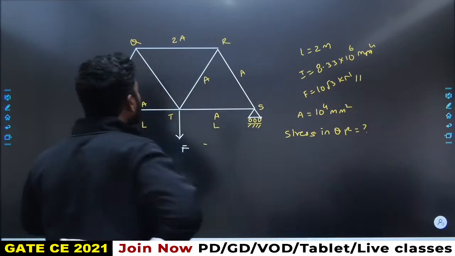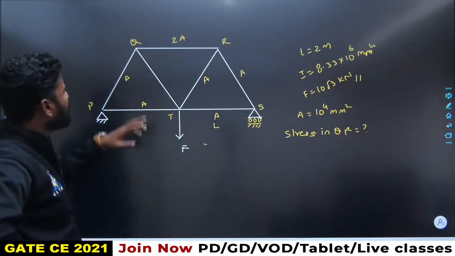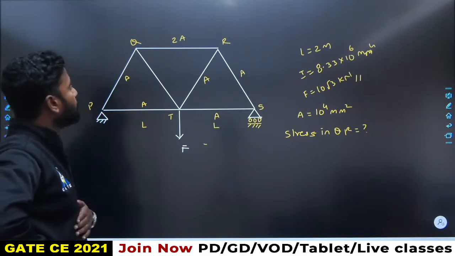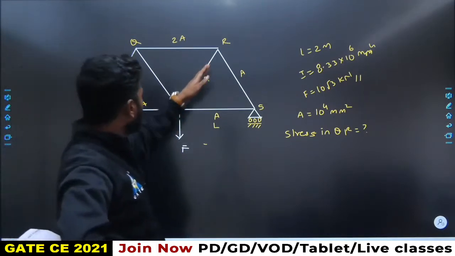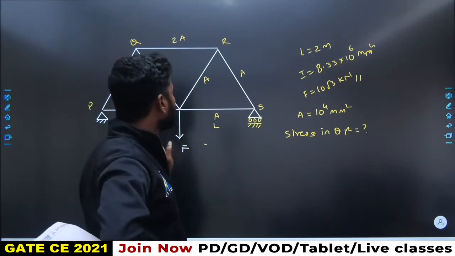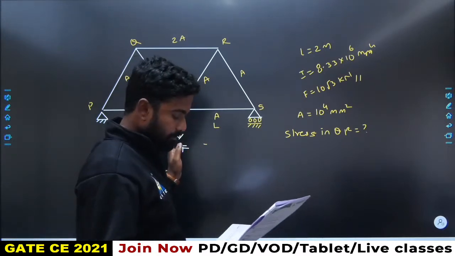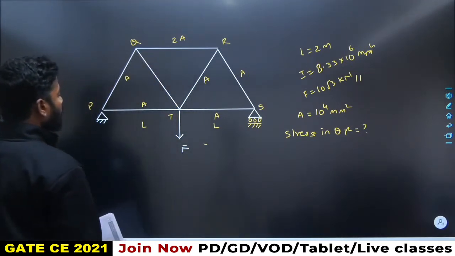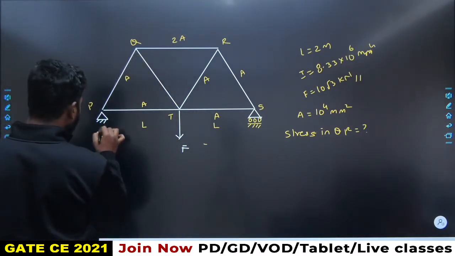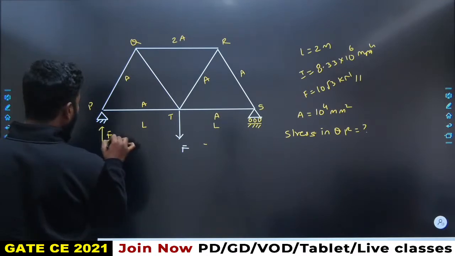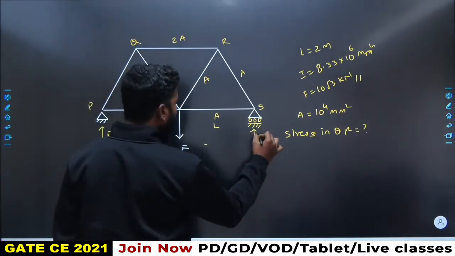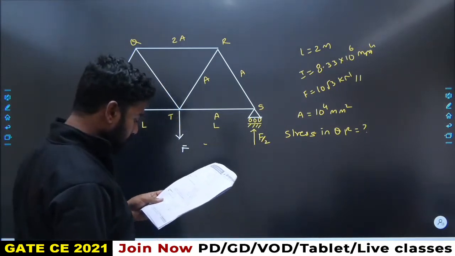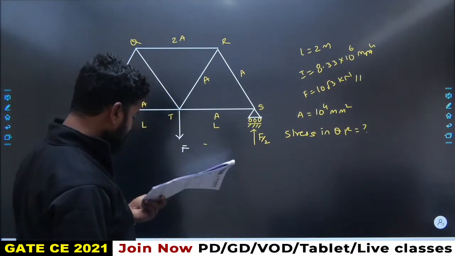Fine. So stress in QR they are asking. Stress in QR would be equal to force upon area. Force upon area. So in this member, I think there is only force F here. If there is any change in it, please let me know. So if this is force F, this would be F by 2, this would be F by 2 because of the equilibrium.